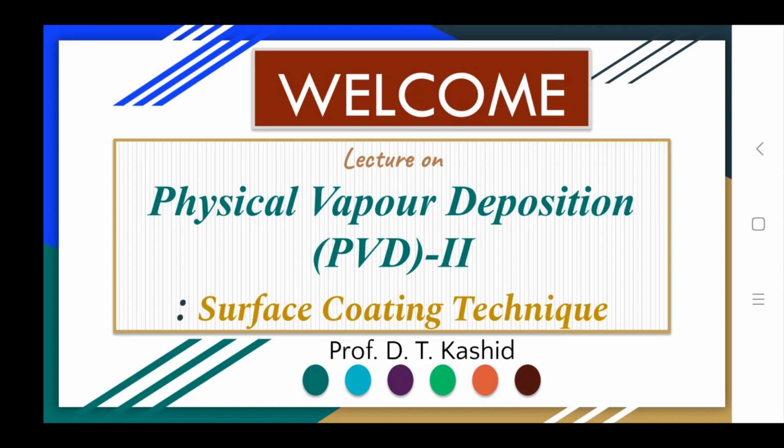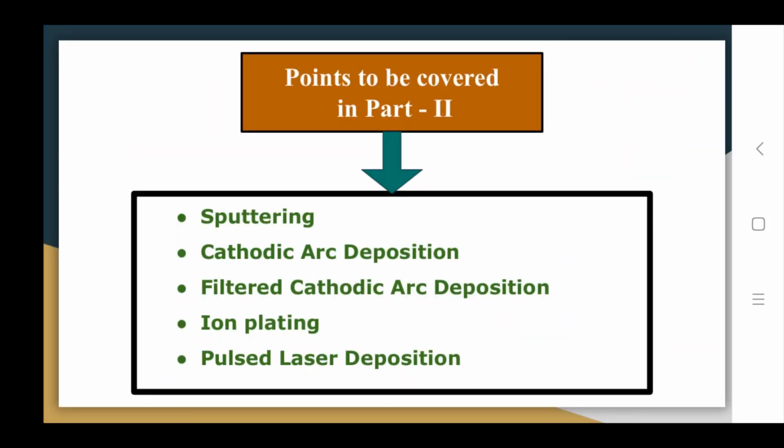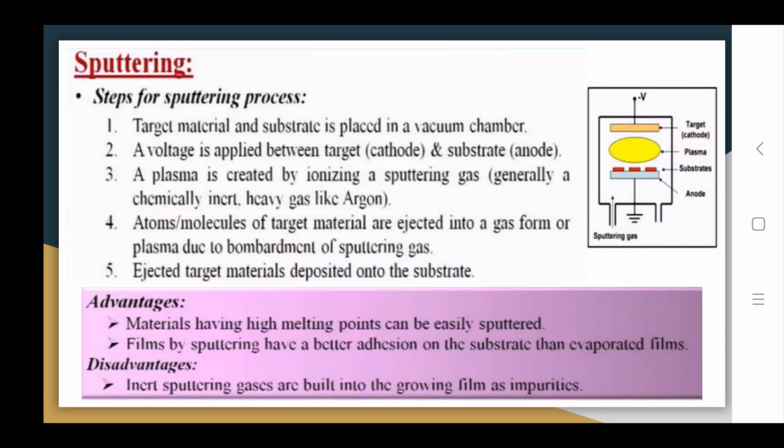Okay, as in the previous lecture, I covered what is meant by PVD, the classification of PVD, thermal evaporation, E-beam evaporation, and reactive and activated reactive evaporation techniques. Now today, in this second part, we are going to cover the remaining types of PVD technique, that is sputtering, cathodic arc deposition, filtered cathodic arc deposition, ion plating, and pulsed laser deposition. Let us begin with the first one, that is sputtering.